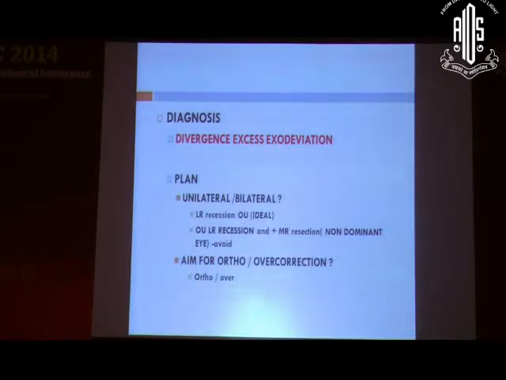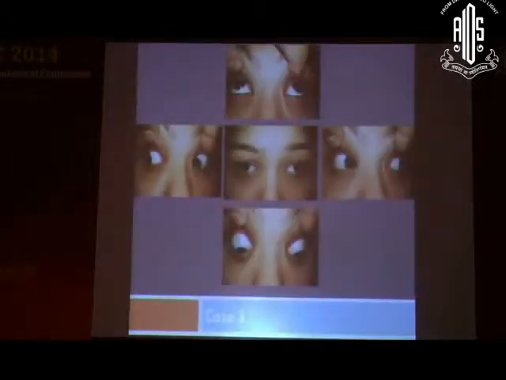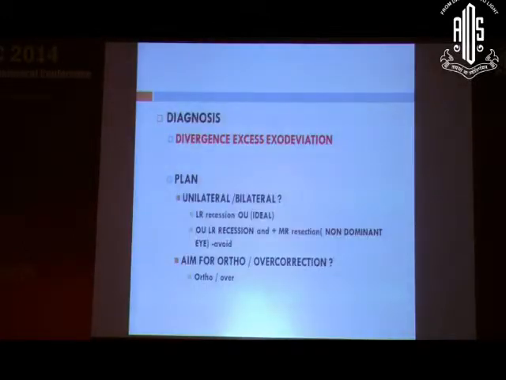The aim ideally should be orthotropia, or again the same 5 to 10 or 8 to 10 prism diopters of overcorrection, usually in the immediate postoperative period. But here there is a little difference, because it's a true divergence excess. We may have a problem of esotropia for near. Whenever we are correcting for distance, there is a possibility that we may end up with an esotropia for near. So the first thing is that we try to prevent that by doing a bilateral recession rather than a recession-resection in one eye, which is more productive of esotropia.